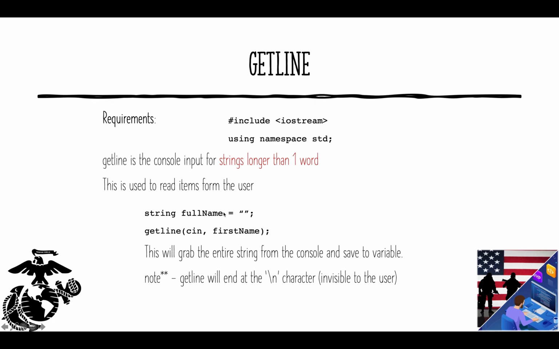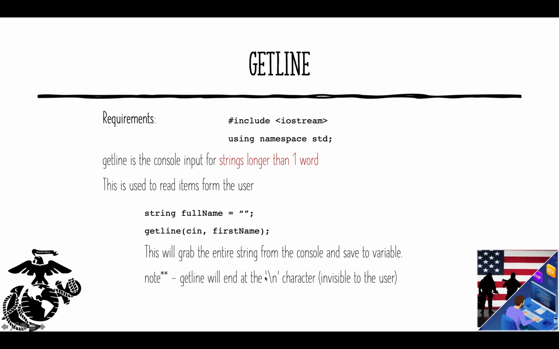So full names are separated by spaces. So if it's Daniel space Walsh, then of course it's separated by a space, so we have to use the getline. If I were to input my full name with cin, then it would only grab my first name. So this will grab the entire string from the console and save it to a variable. Note that the getline will end at the new line character.